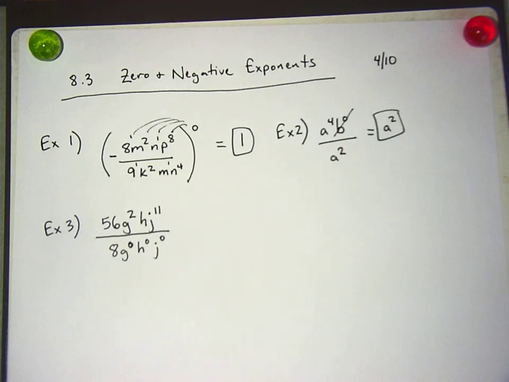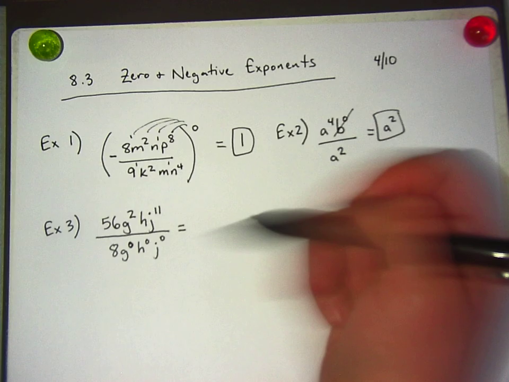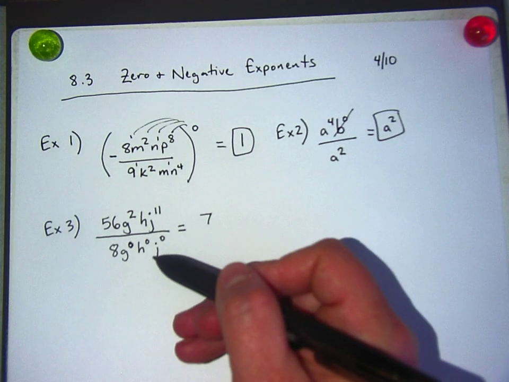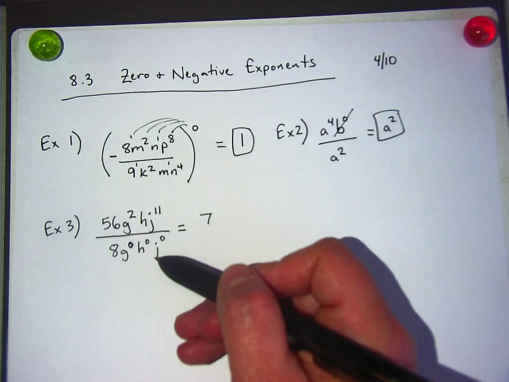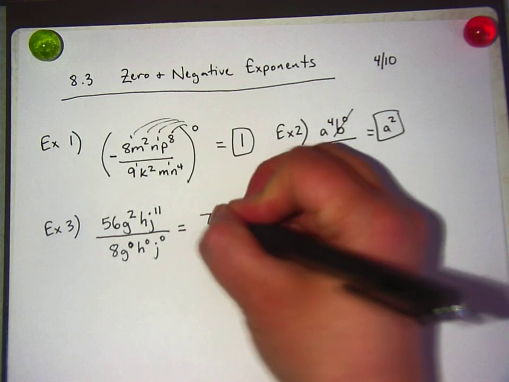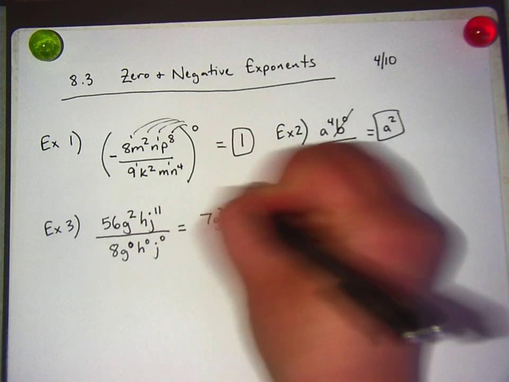I'm going to go through this one. Normally I would let you come up for prizes, but we have like 3 people who are asking me to leave. So 56 divided by 8 is 7. Anything to the 0 power is 1, which means that all this stuff on the top just stays there. Nothing cancels out. This is the right answer.